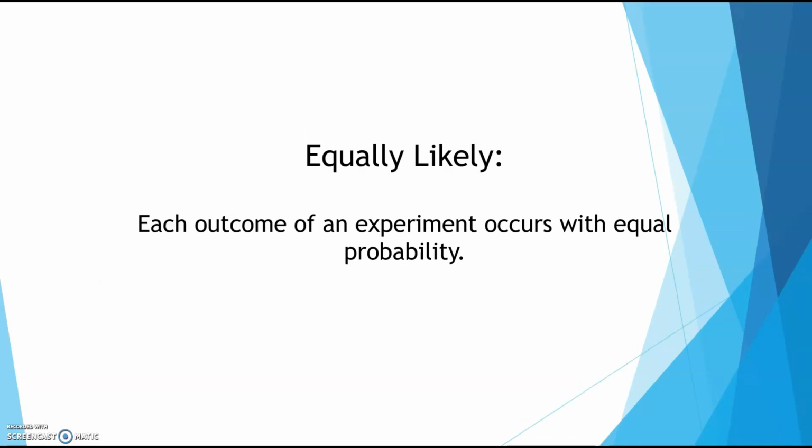Now, something is called equally likely if all the outcomes of an experiment occur with equal probability, or really just the same probability. So if we had a fair die, we could roll a 1, a 2, a 3, a 4, a 5, a 6. The probability of getting a 1 would be 1 out of 6. A 2 would be 1 out of 6. All of these would be 1 out of 6. Since each one of these has this exact same probability, then they are equally likely.